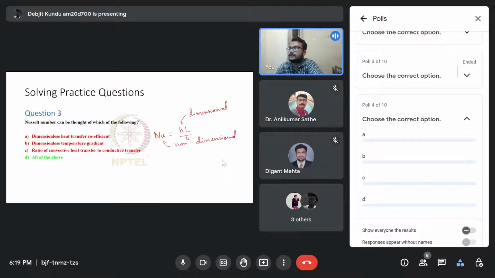And in a way, Nusselt number is the non-dimensional heat transfer coefficient. That's why option A is correct. And if we take a look at option B, dimensionless temperature gradient.